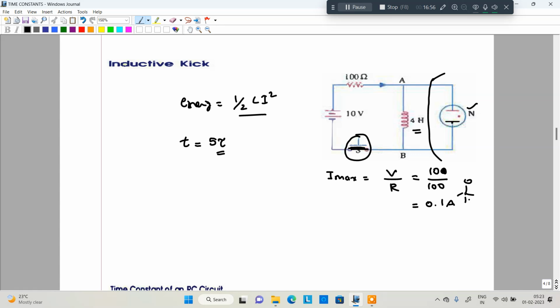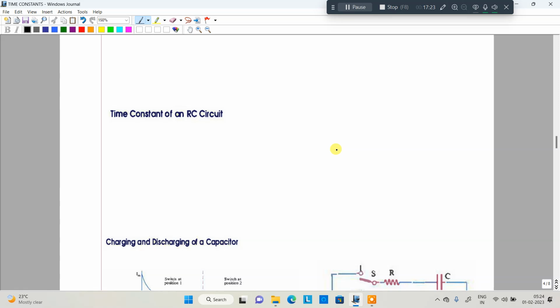What is meant by inductive kick? Finally, whenever you suddenly disconnect the inductor from the circuit, the inductor tries to discharge its energy, but there is no path to discharge. A very high voltage is produced. That's why it is dangerous to a person working nearby, and it may also cause the inductor to be damaged. Okay, next we are moving to the time constant of the RC circuit.